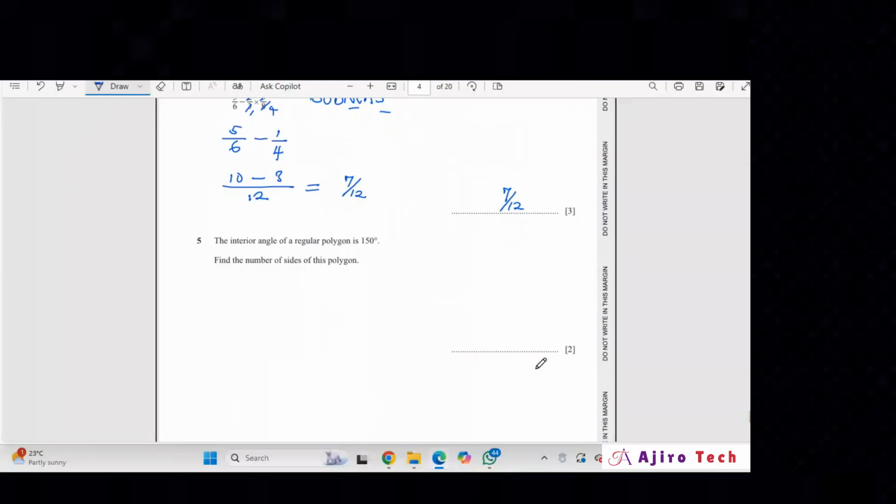Now, the next question is this. The interior angle of a regular polygon is 150. Find the number of sides of this polygon.